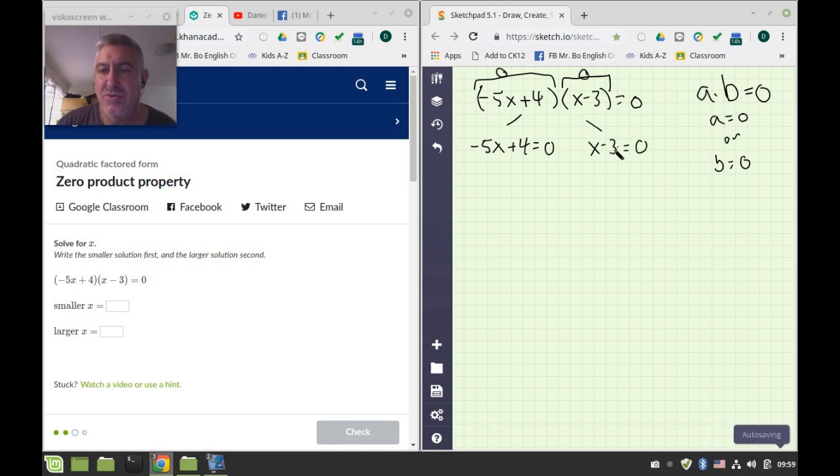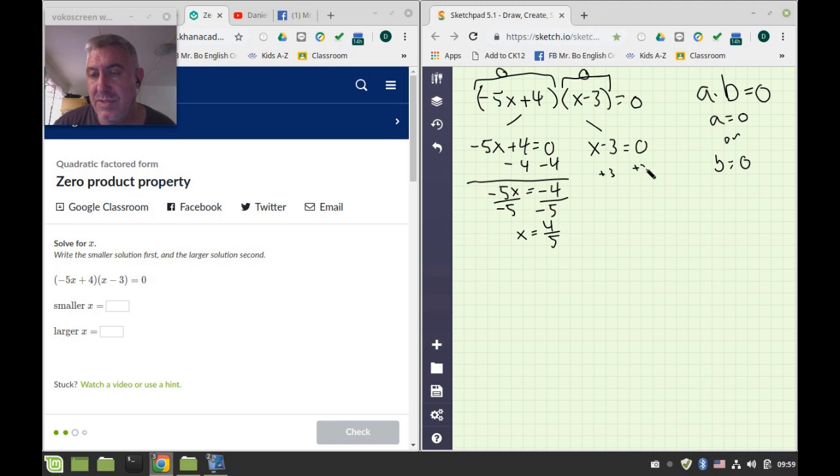So one of these is true, and maybe both are true. But if they have different answers, then they can't both be true at the same time. So one or both are true. So we'll solve. We remember how to do this. And divide by negative 5. So x is equal to 4/5. X minus 3 plus 3 plus 3. So x is equal to 3.